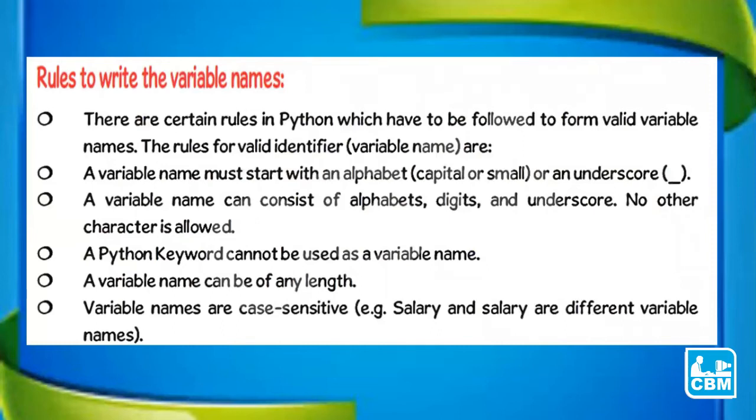Now there are certain rules to write the variable names in Python. Otherwise, the variables are considered to be invalid. A variable name must always start with an alphabet or an underscore. A variable name can consist of alphabets, digits, and underscore, but no other character is allowed. A Python keyword cannot be used as a variable name, and a variable name can be of any length. The most important point to remember is that variable names are case sensitive. So, salary with capital S and salary with small s are different variable names.